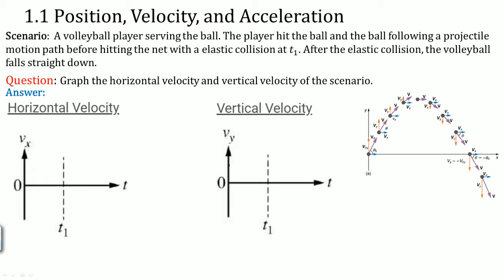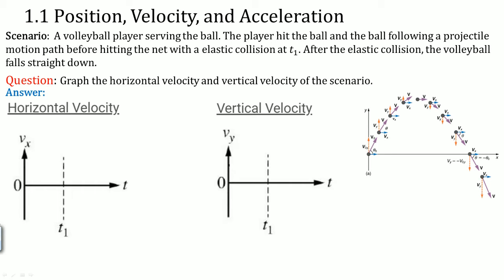What I demonstrated to you here is the vector component of the horizontal, which is the blue arrow, and the vertical velocity, which is the orange, as it undergoes a projectile motion. They should help you answer this question.